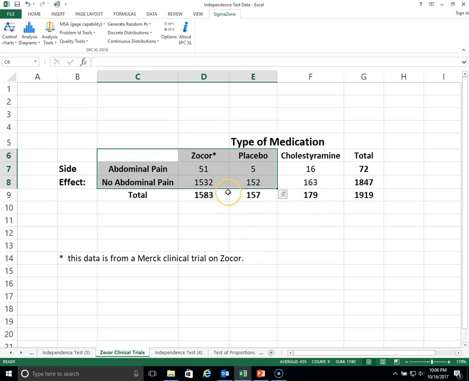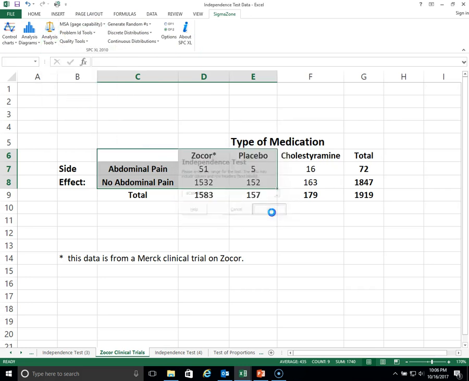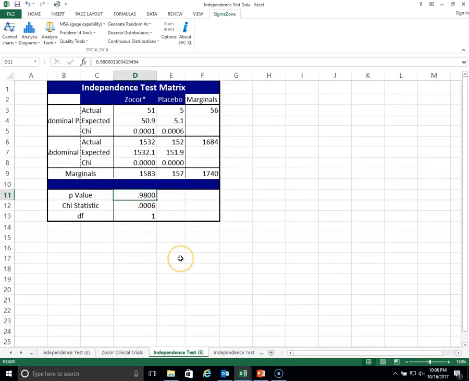But we can cut this off and just do the 2x2 here, and we'll get the independence test just between Zocor and the placebo. Let me blow this up a little bit, and guess what? The p-value is huge, 0.98. There is no significant difference between Zocor and the placebo. Now, when we cut off the cholestyramine and used only 2 columns and 2 rows here in the matrix, what we were doing is essentially a test of proportions. So when your independence test matrix comes down to a 2x2, it is equivalent to a test of proportions.